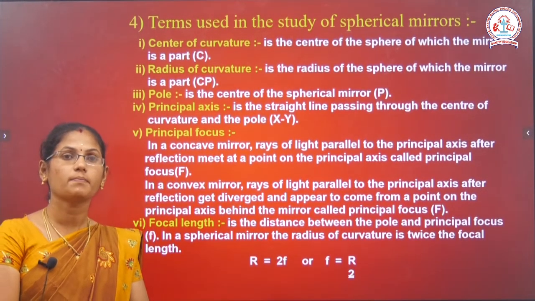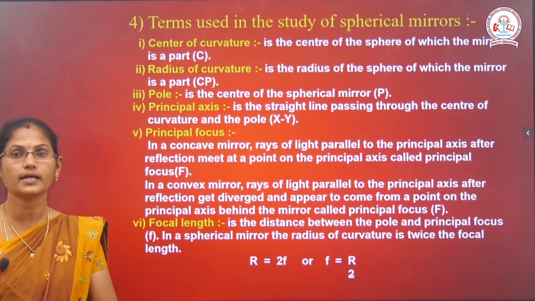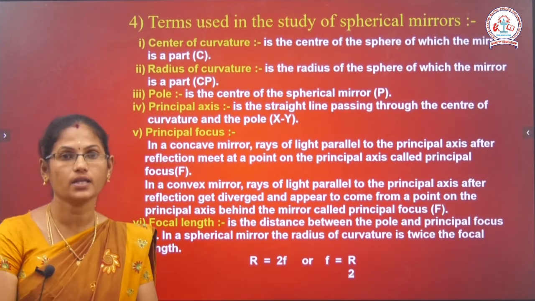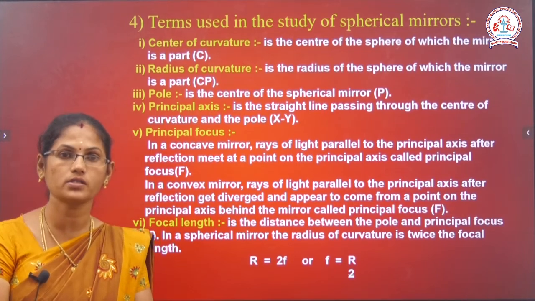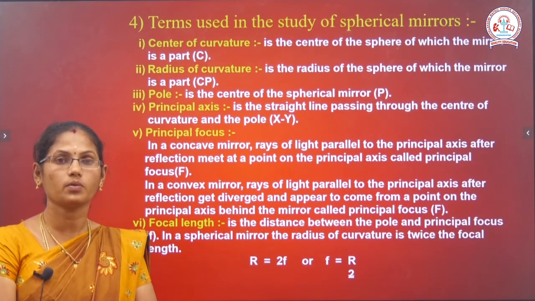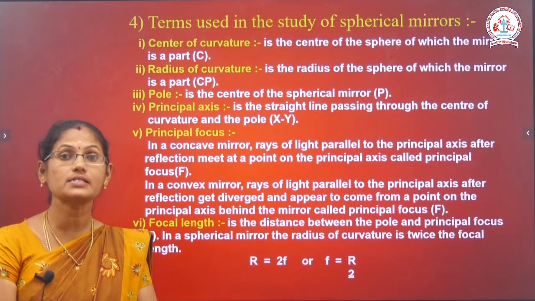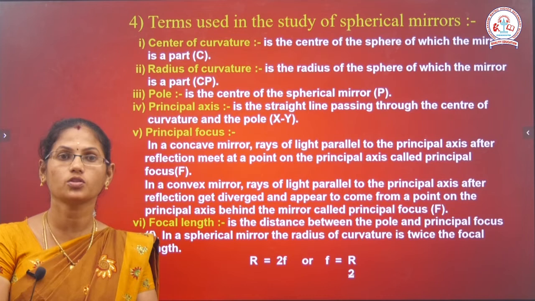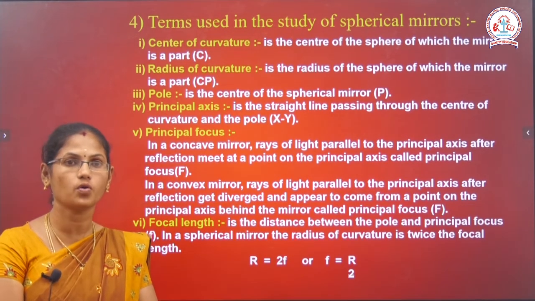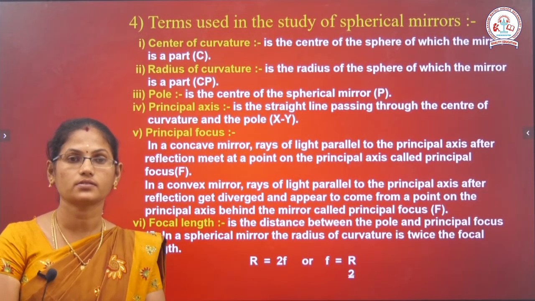And next one is principal axis. What is the principal axis? It is a straight line passing through the center of curvature and the pole. Already you know very well what the center of curvature and the pole are. So, the straight line passing through the center of curvature and the pole is called the principal axis.